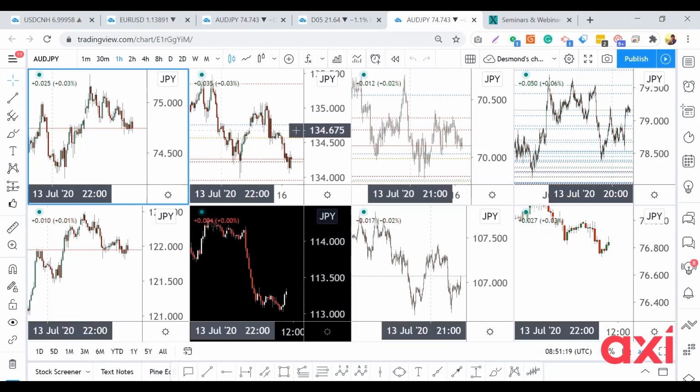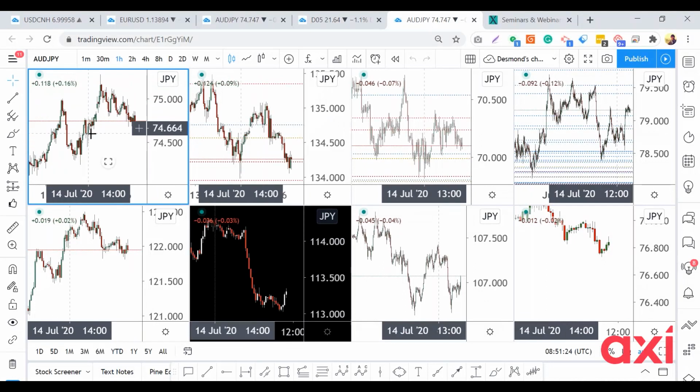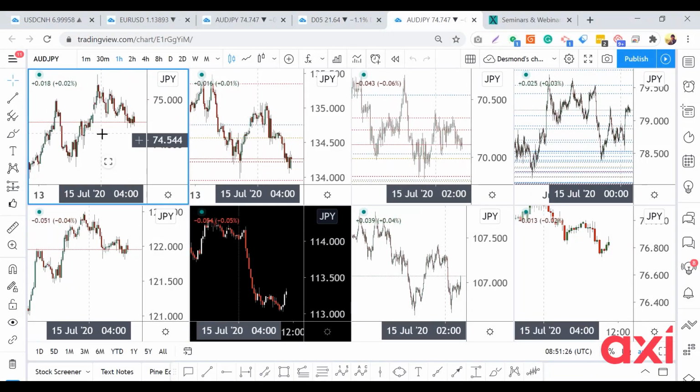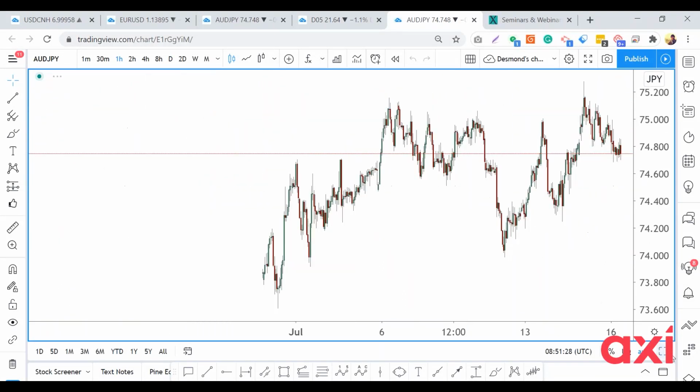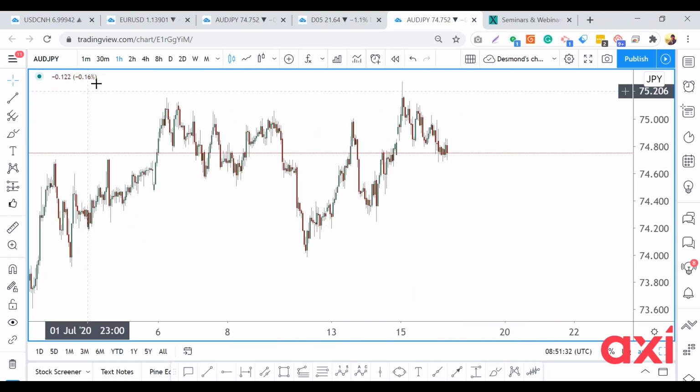I'm looking at Aussie yen over here. I'm seeing pound yen. That's a very nice market structure. Aussie yen looks like there might be a very nice market structure here. And then I pull this out, because I see there's a nice market structure, and I start doing my Fibonacci.